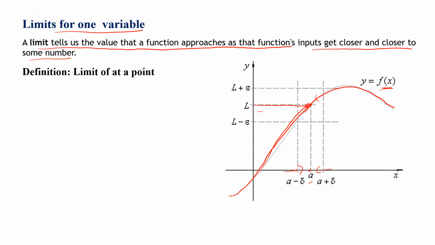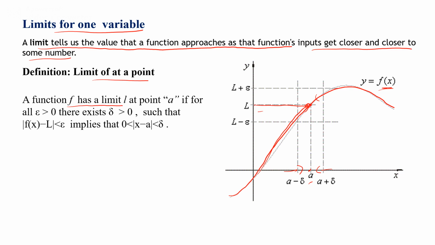L. The definition of the limit at a point: mathematically, we can define that a function f has a limit L at a point a if for all epsilon greater than 0 there exists a delta such that |f(x) - L| < epsilon whenever |x - a| < delta. It means when x approaches a, the function approaches, or gets closer to, a number, that is L. So we can say the limit of that function at that point is L, or we can write it as limit as x tends to a of f(x) equals L.